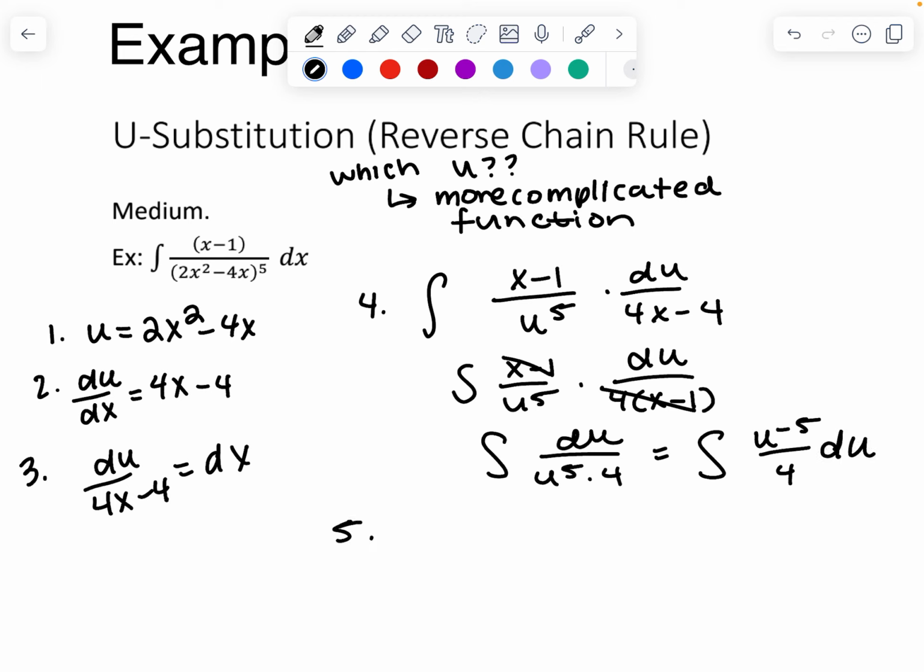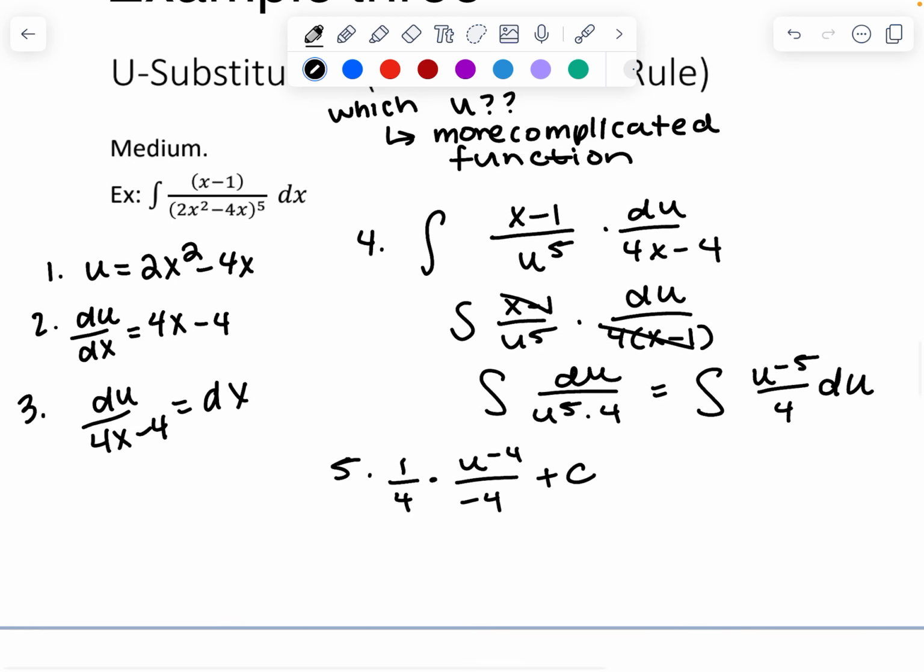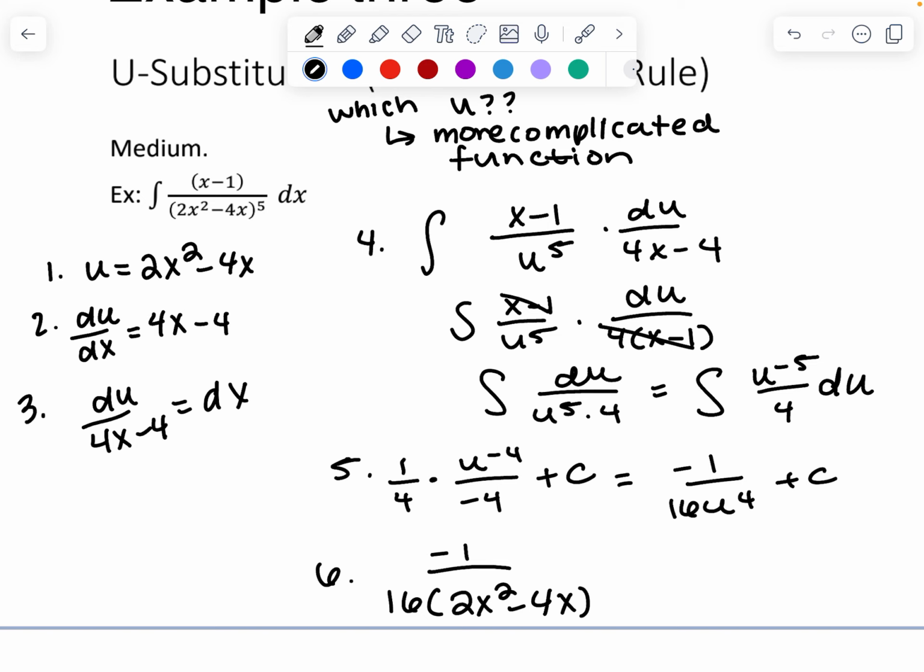Now I'll actually take the antiderivative. No matter what happens, 1/4 is just a constant, and then this will be u to the negative 4 power over negative 4 plus c. And then in this next step, I'll clean this up real quick, so this will be negative 1 over 16 u to the 4th power plus c. And my last step is I plug everything back in. Just like that. I have to put my exponent back too, which is 4. And so that is the integral of this big function over here.